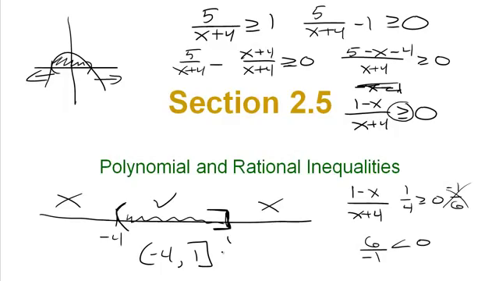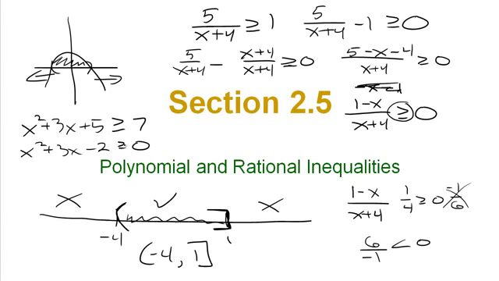Polynomial inequalities follow similar rules to regular linear inequalities. The only difference is now you have a polynomial. If you have something like x squared plus 3x plus 5 greater than or equal to 7, similar to these, the only way you can solve polynomial inequalities is to set them greater than or equal to 0. So you'd move the 7 over, and then solve.